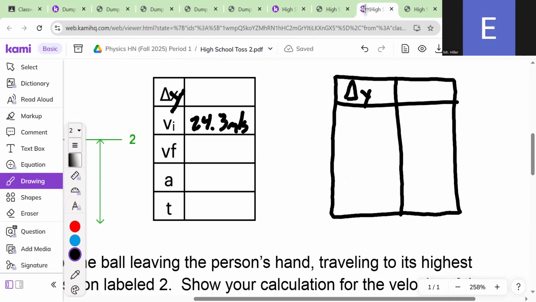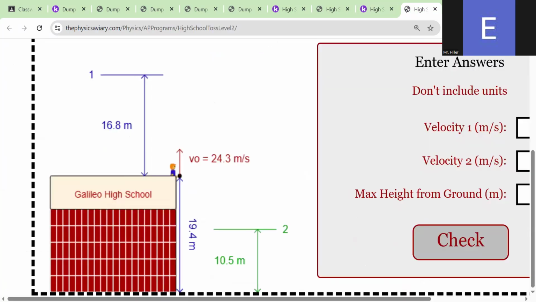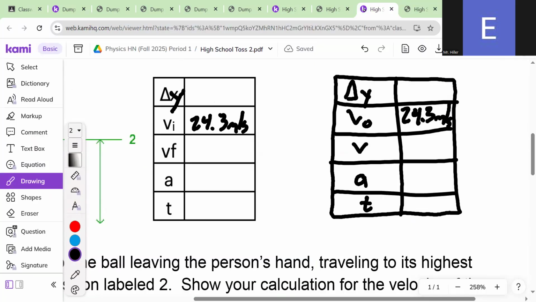Okay, delta y, v naught, v, a, and t. Okay, so I'm going to use the table twice. I'll show you why. So my delta y for part 1, right? My displacement is 16.8 meters higher than the building. So it's positive 16.8, oh, wrong table, sorry. So this is going to be location 1. This is going to be location 2. So 16.8 positive meters of displacement above the building.